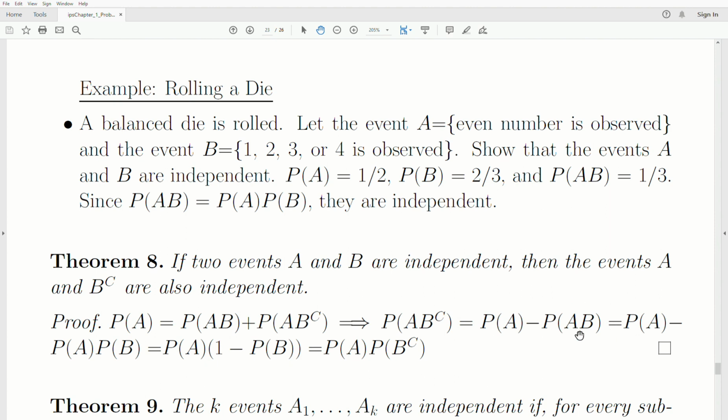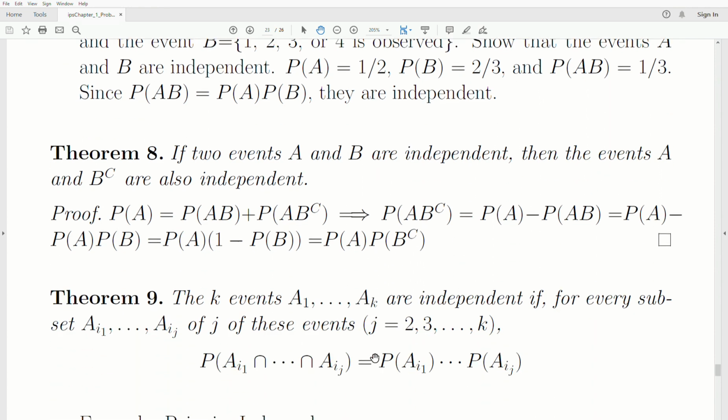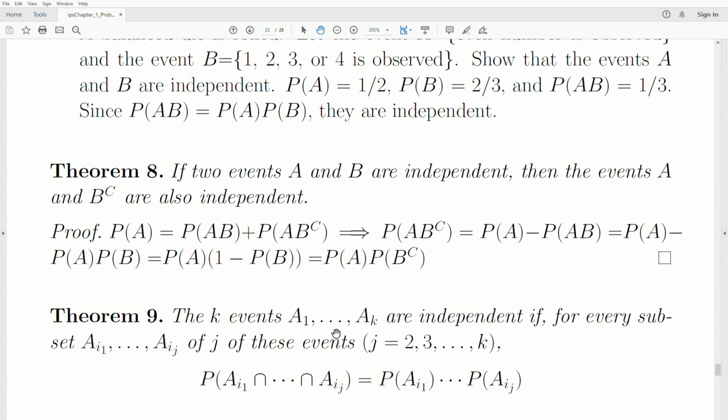But since A and B are independent, this is the product of the marginals. So the probability A minus their product. But we can factor out the probability of A, and we get probability A times 1 minus probability of B. But 1 minus probability of B is the probability of B complement. So the intersection does equal the product of the marginals. So they are independent.